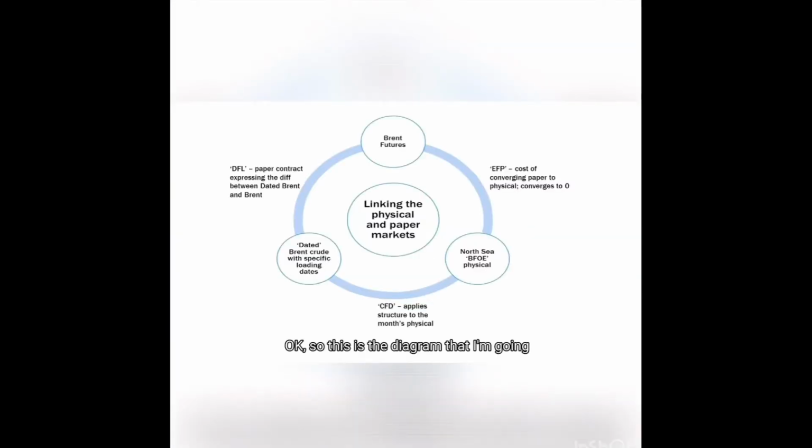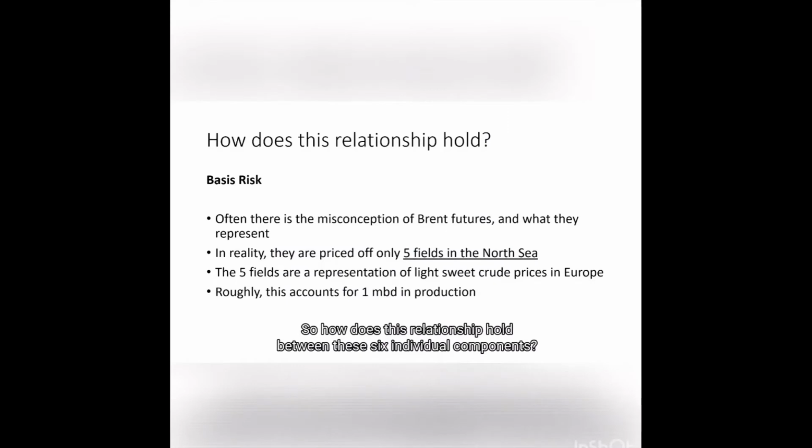Okay, so this is the diagram that I'm going to be referencing throughout this presentation. We see the Brent Futures complex as these 6 individual components, and between these 6 is exactly what links the physical market with the paper market. How does this relationship hold between these 6 individual components?